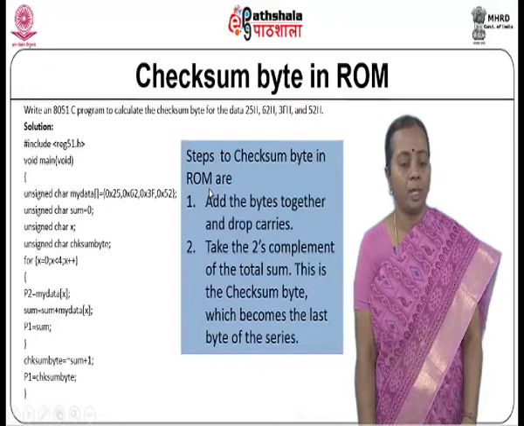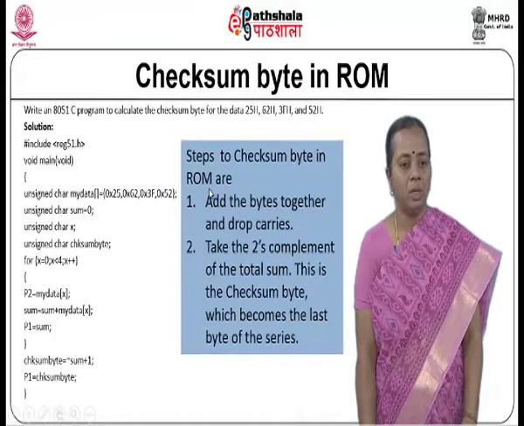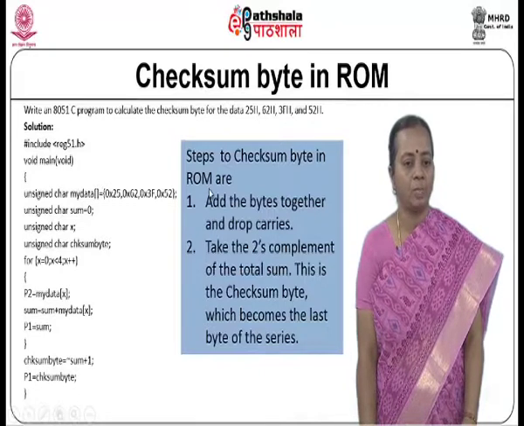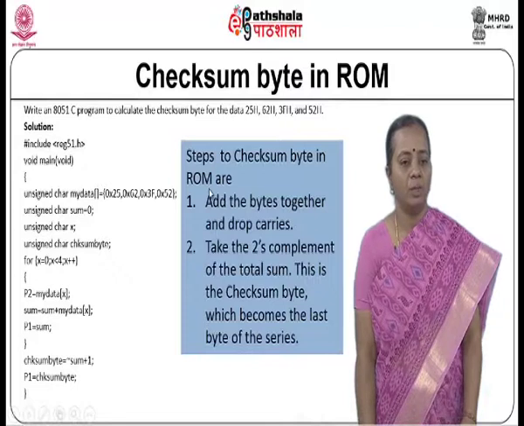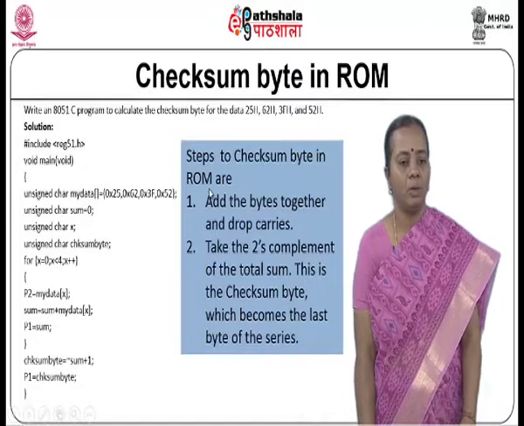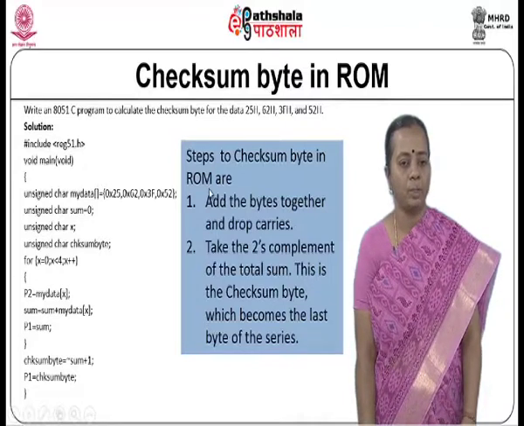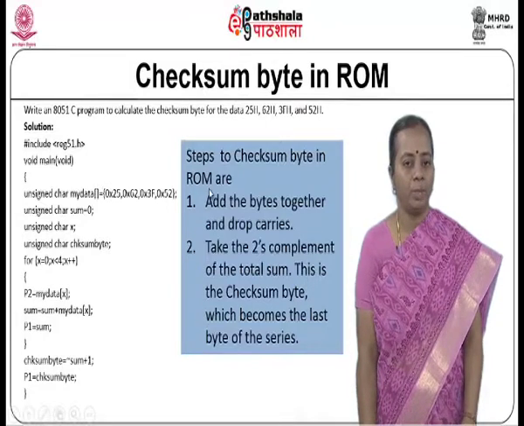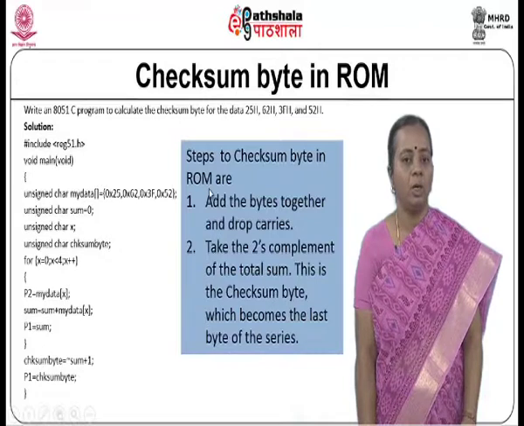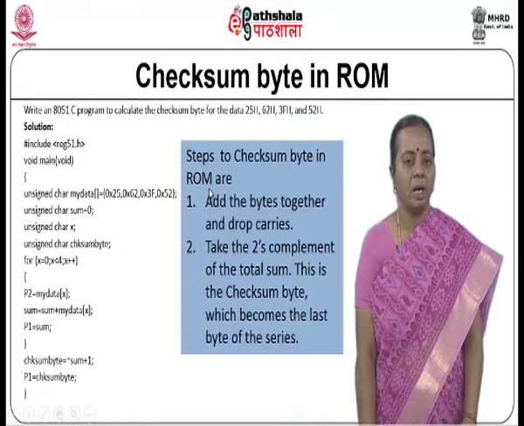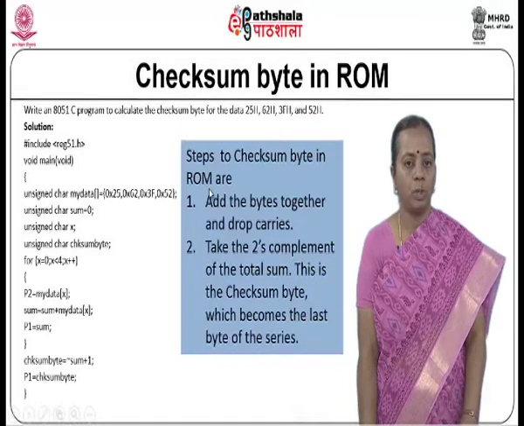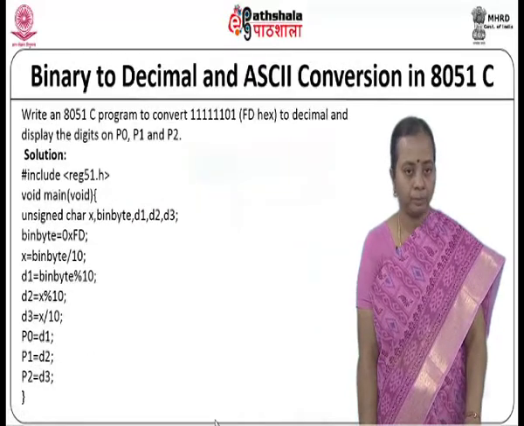Now, I wanted to take a 2's complement of it. So, complement of sum is done plus 1, which gives you the 2's complement, which has been done over here, which is assigned to your checksum byte. Now, P1 is equal to checksum byte. So, that our output is displayed at P1. So, this particular program demonstrates, if I am giving you different data sets, how to generate a checksum byte out of that particular input data.